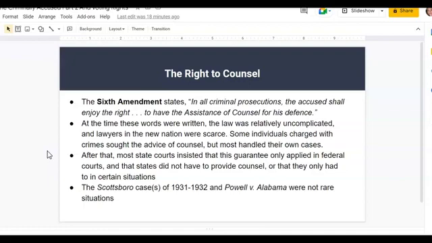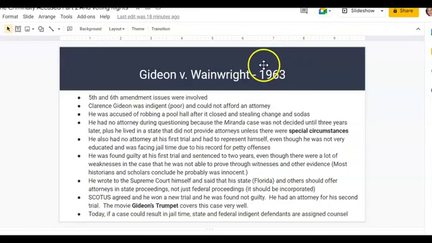So if the history of these types of cases interests you, just Google the Scottsboro case and or Powell versus Alabama. And it's not a case that has a very happy ending, because it took a long time for anybody to get any sort of justice, if you want to call it that, and for most people, justice was never served.